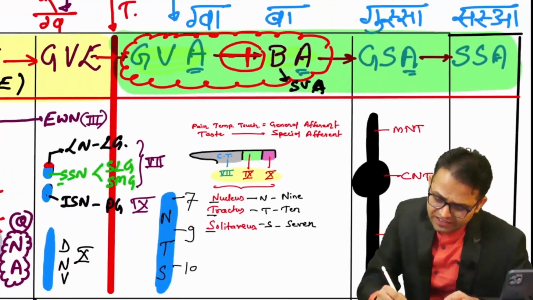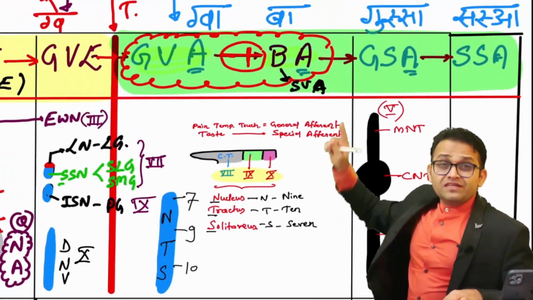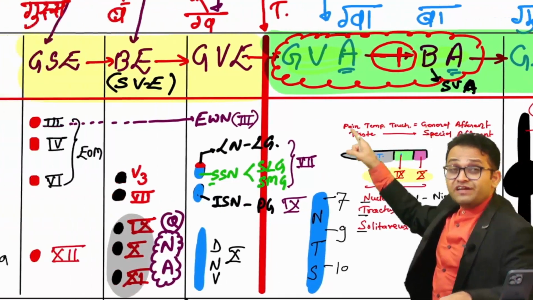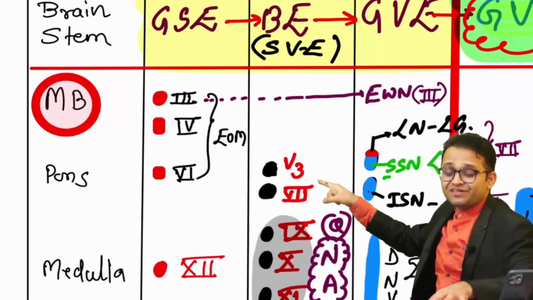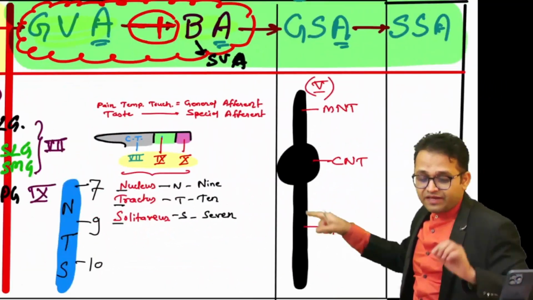Fifth cranial nerve. Which cranial nerve? Fifth cranial nerve, only the sensory part. Remember, the fifth cranial nerve motor part you counted here, the mandibular nerve, the branchial efferent. Okay. Now catch this point.